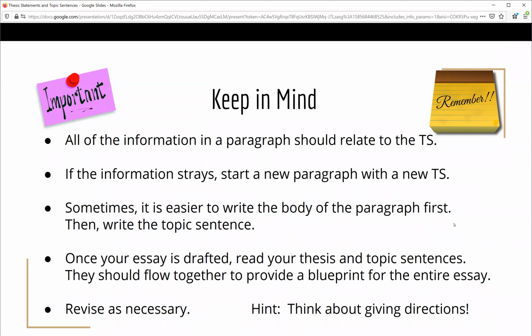Remember, all of the information in a paragraph should relate to the topic sentence. If the information strays or goes off topic, start a new paragraph with a new topic sentence. Sometimes you will find that it is easier if you write the body of your paragraph first, then go back and write the topic sentence. Once your entire essay is drafted, read your thesis statement and the topic sentences out loud. They should flow together smoothly and provide a blueprint or map for the entire essay. If you think about it, the thesis statement and the topic sentences act like directions.